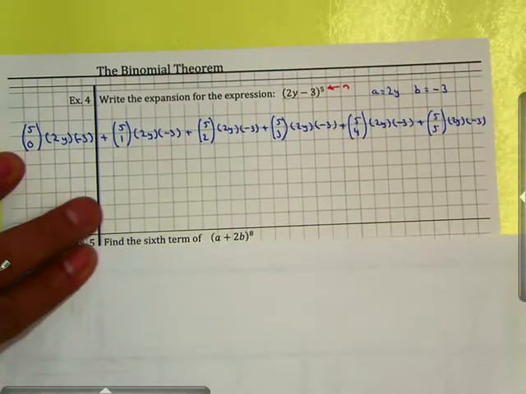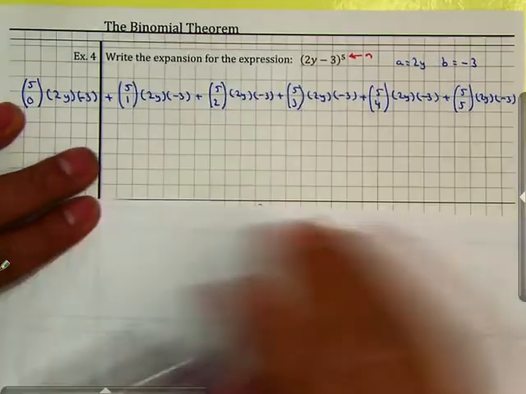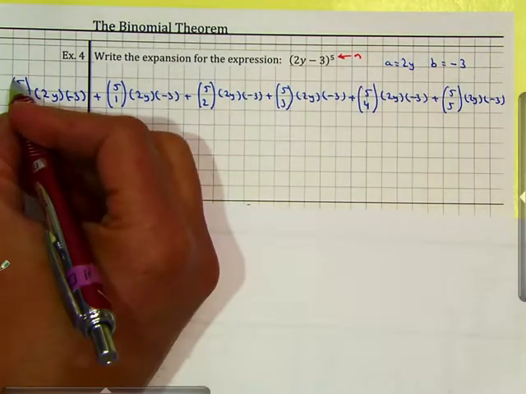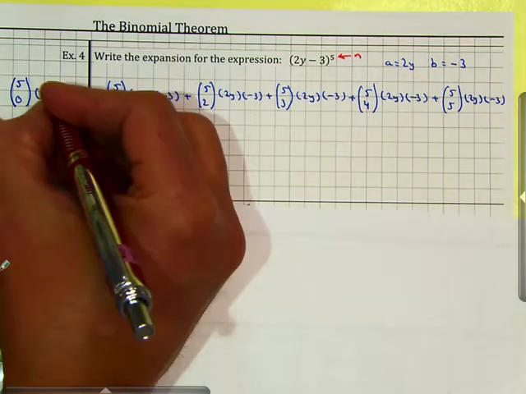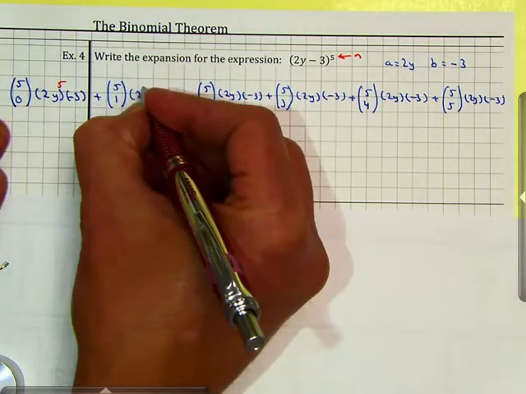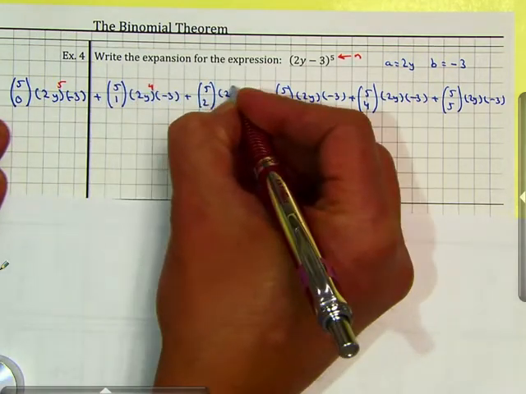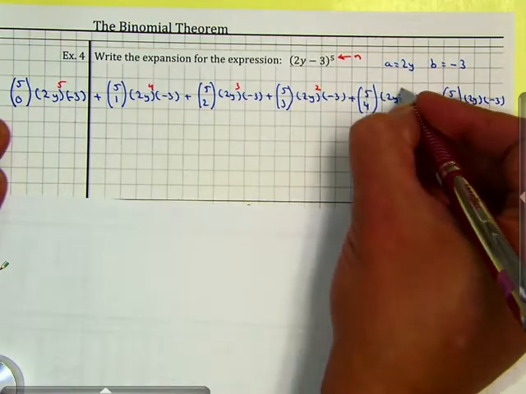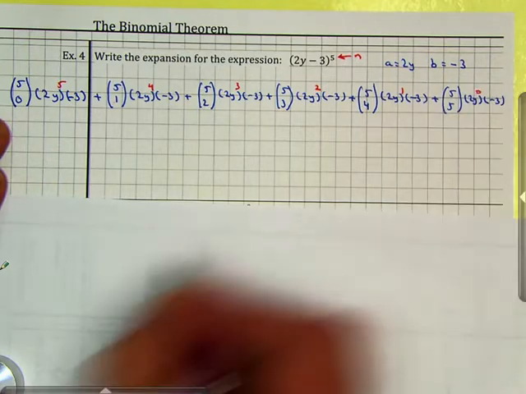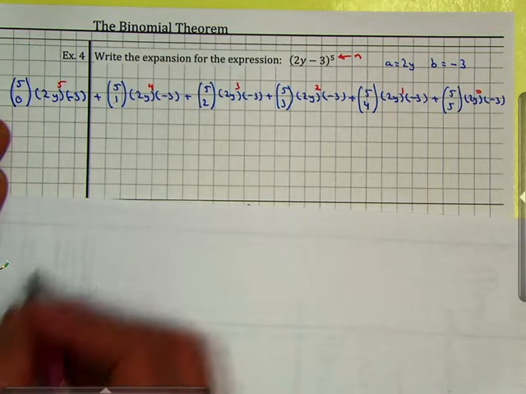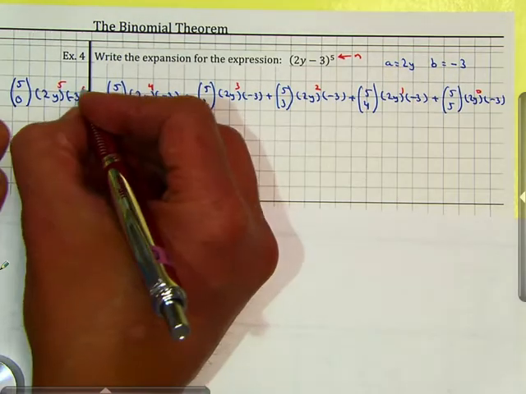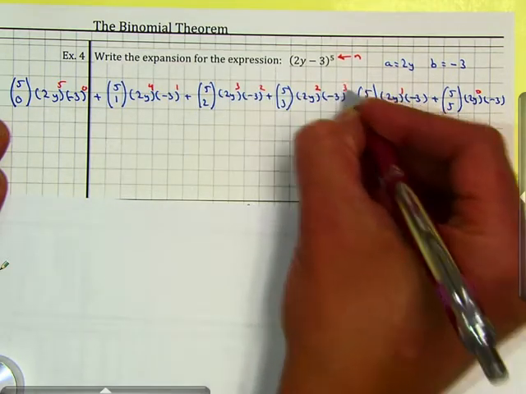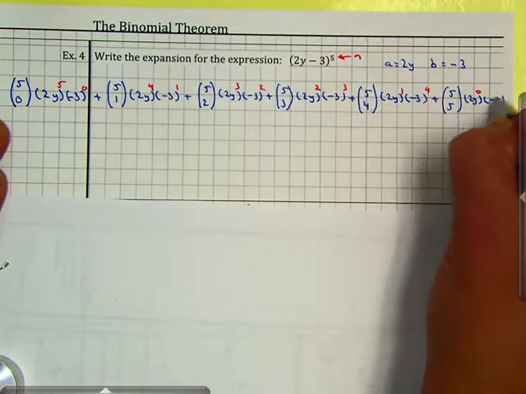we just need to be able to deal with our exponents next. Remember, the first exponent is 5 minus 0 is 5. 5 minus 1 is 4. 5 minus 2 is 3. 5 minus 3 is 2. 5 minus 4 is 1. 5 minus 5 is 0. The second one is just 0, 1, 2, 3, 4, and 5.